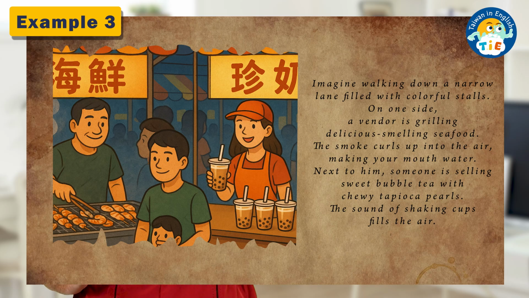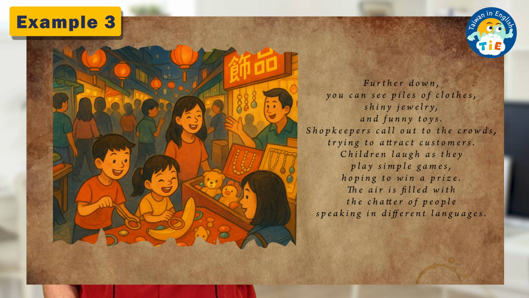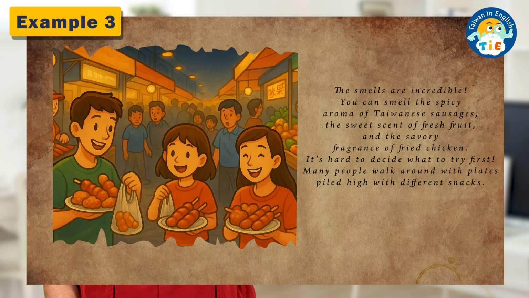The sound of shaking cups fills the air. Further down, you can see piles of clothes, shiny jewelry, and funny toys. Shopkeepers call out to the crowd, trying to attract customers. Children laugh as they play simple games, hoping to win a prize. The air is filled with the chatter of people speaking in different languages. The smells are incredible. You can smell the spicy aroma of Taiwanese sausage, the sweet scent of fresh fruit, and the savory fragrance of fried chicken. It's hard to decide what to try first.